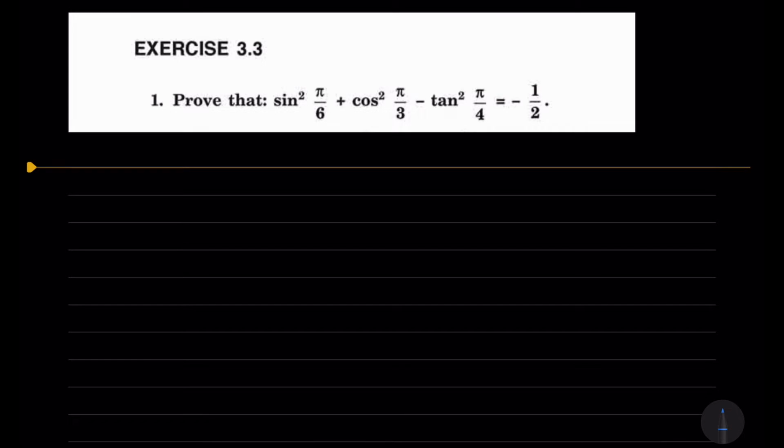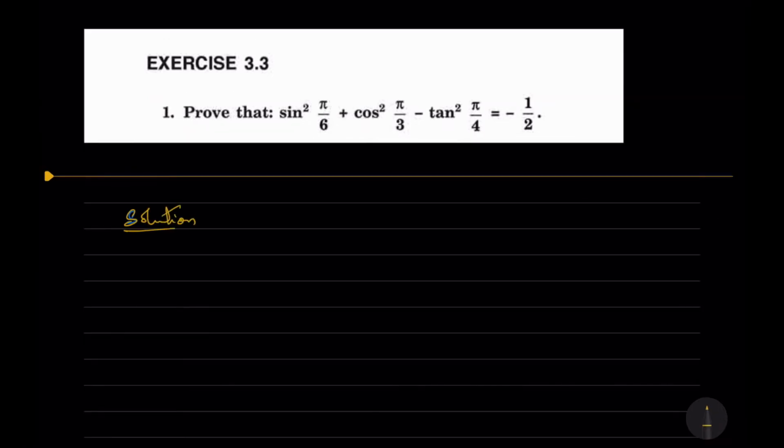First problem, prove that sin square pi by 6 plus cos square pi by 3 minus tan square pi by 4 is equal to minus 1 by 2. So in order to solve this problem, in the solution part over here we can take the values of each and every trigonometric function. That is, sin pi by 6 is nothing but sin 180 by 6, which is equal to sin 30, which is equal to half. Cos pi by 3 is equal to cos 60, which is equal to 1 by 2. And tan pi by 4 is nothing but tan 45, which is equal to 1.